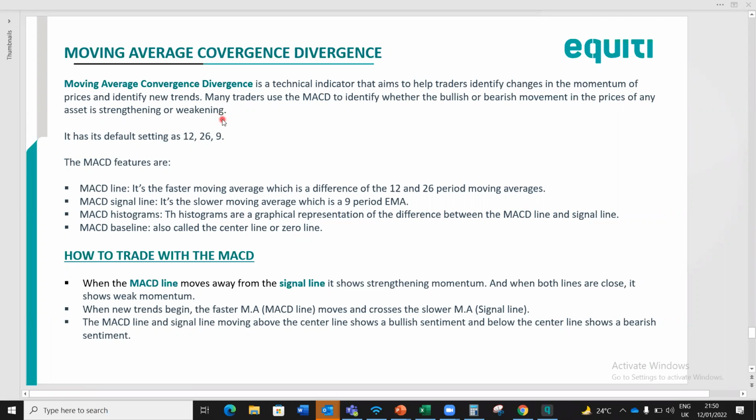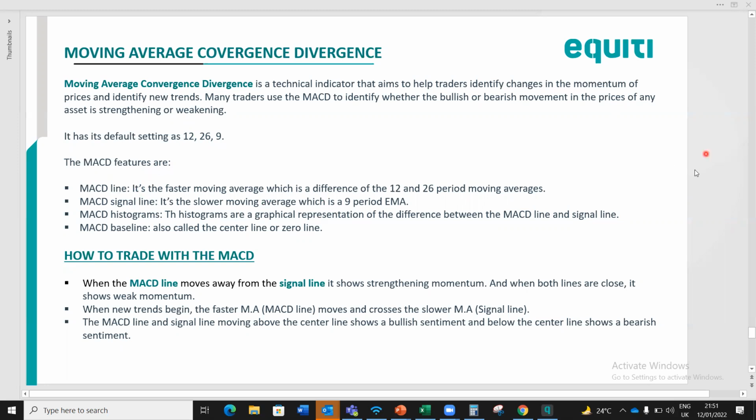So, majorly, the MACD is that indicator that we can use to identify if the price of an asset is strengthening or it is getting weak, right? It has its default settings as 12, 26, and 9. Now, the MACD features are the MACD line, all right?